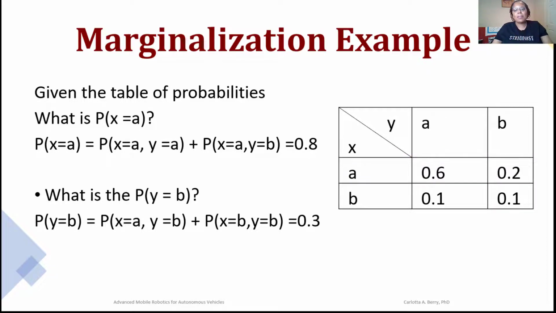What if I wanted the probability that y was equal to b? Then that would be that second column. So that would be 0.2 plus 0.1 equals 0.3. And notice here that the sum of all possible probabilities has to add to 1, which is 0.6 plus 0.2 plus 0.1 plus 0.1. And this concludes lecture 2-1 on our introduction to probabilistic robotics and marginalization.